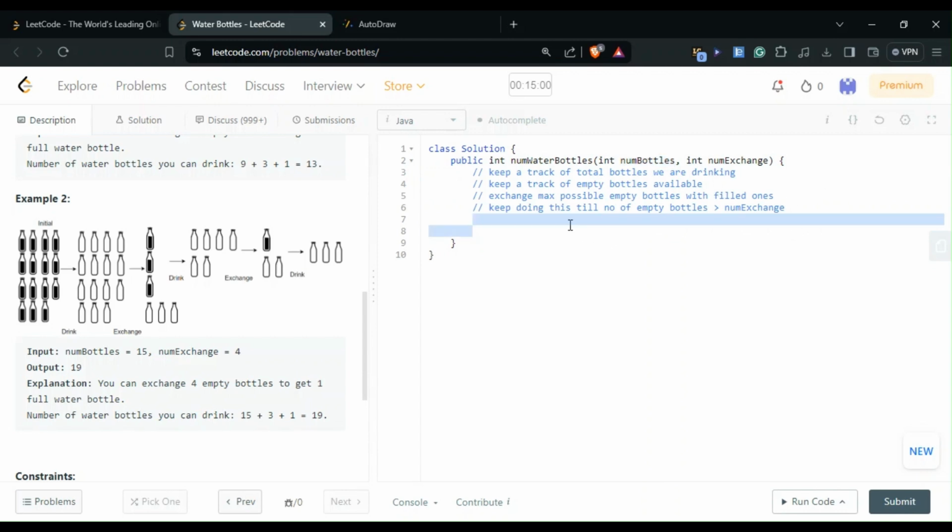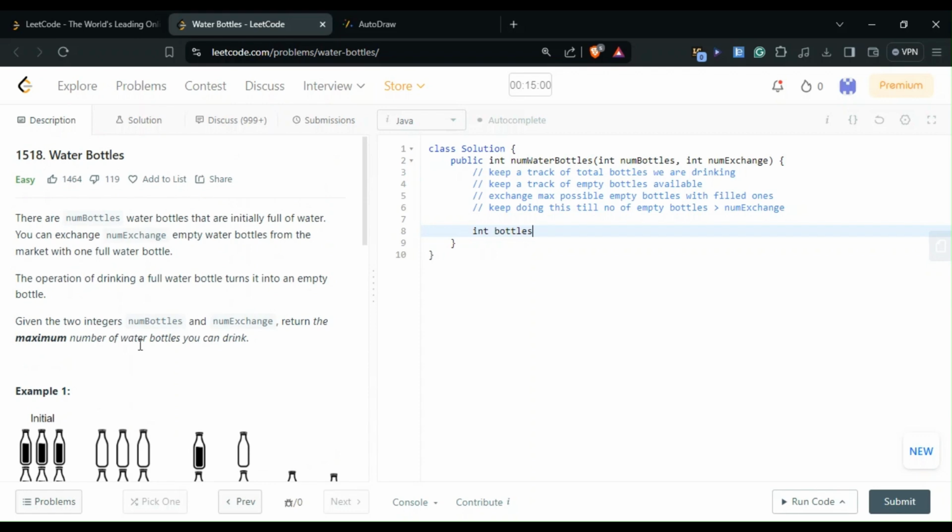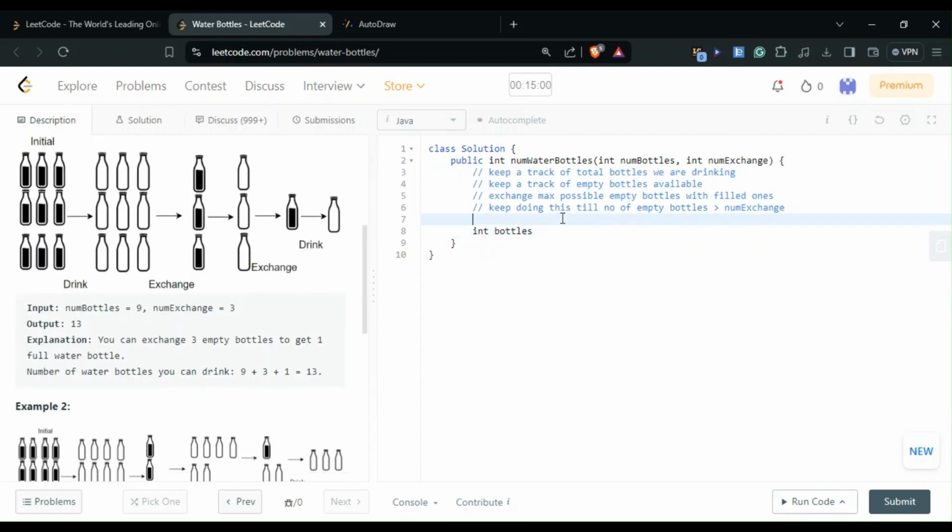Okay, so I think firstly we'll need a number of empty bottles. So let's say I have a number of filled bottles. In the first case, I can directly drink all of them. So int bottlesDrank equals numBottles. So this is the starting condition.